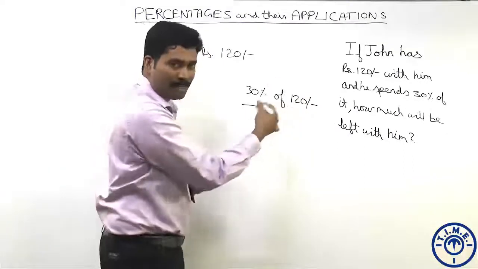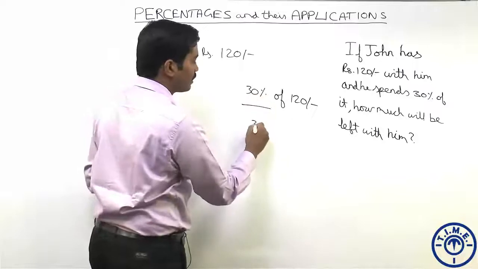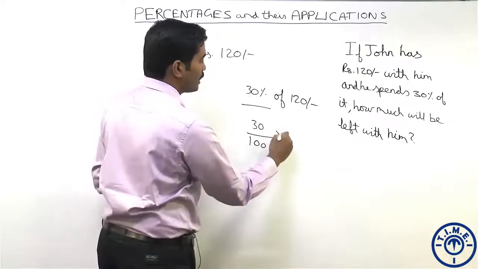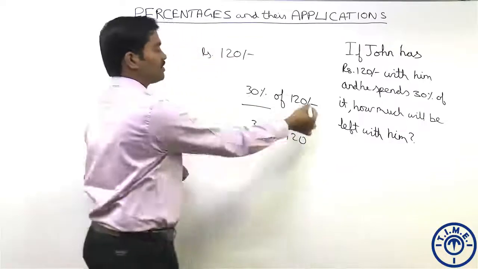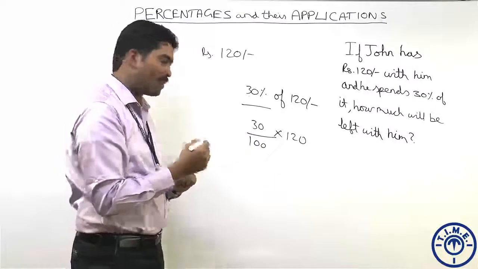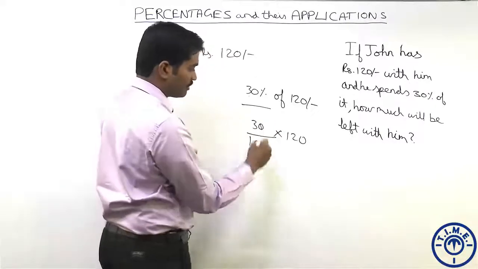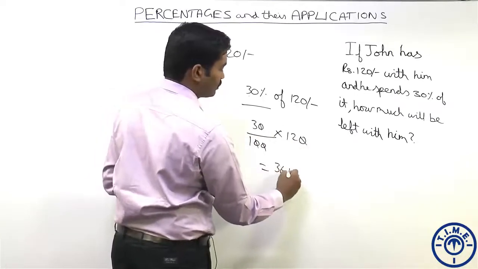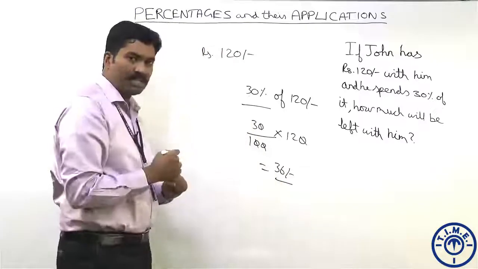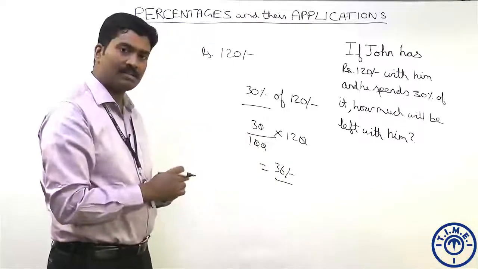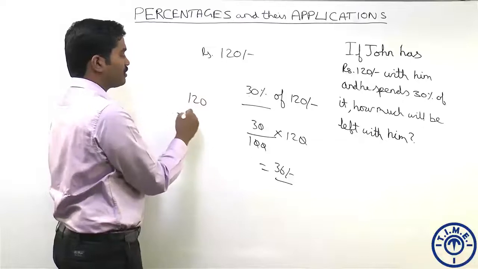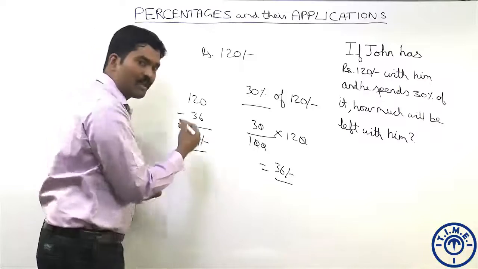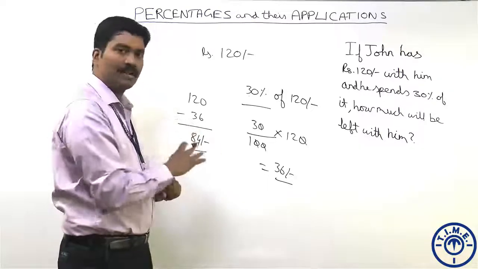"Of", we know, is multiplication, right? So, 30%, 30 out of 100, 30 by 100 into 120. 30% of 120 is 30 by 100 into 120. If we calculate this, the 0 cancels, the 0 cancels, we will have 3 into 12, 36 rupees. So, out of 120 rupees, he spent 30%, which is 36 rupees. From 120 rupees, when we remove 36 rupees, we are left with 84 rupees. So, to answer the question, the straight answer is 84 rupees.